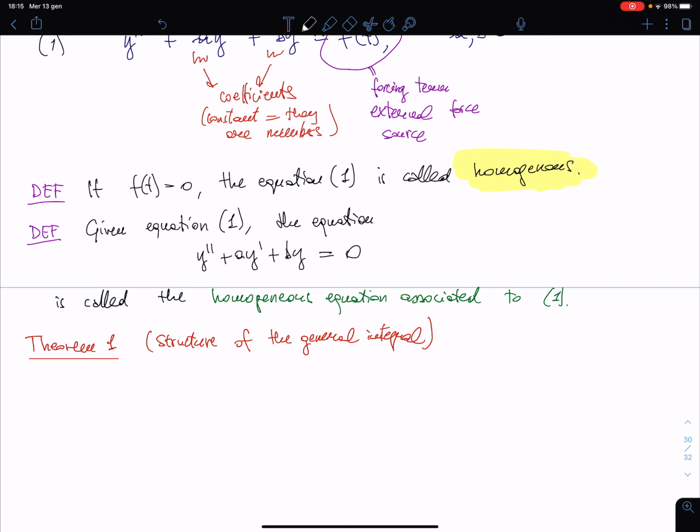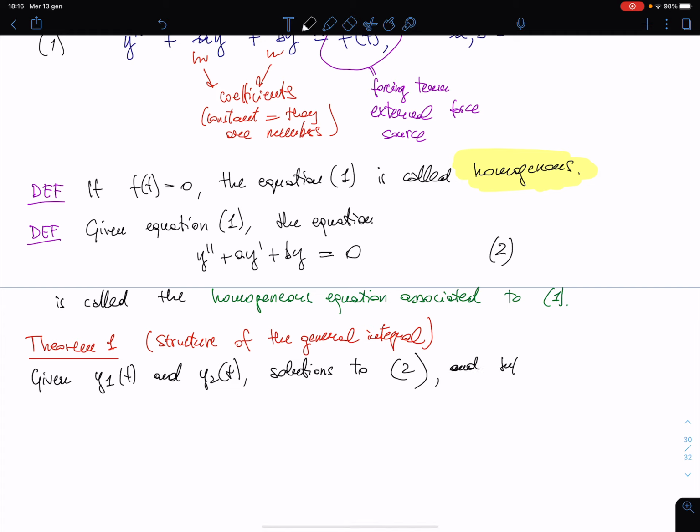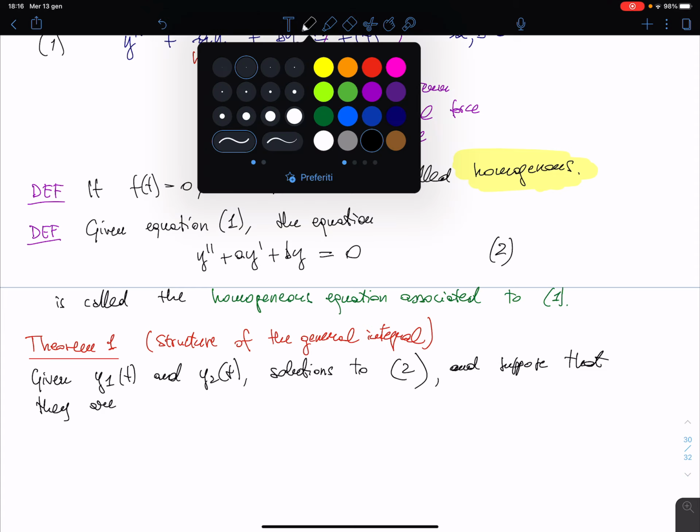So, this equation is 2. Given the two functions y1 of t and y2 of t that are solutions to 2, suppose that they are linearly independent.